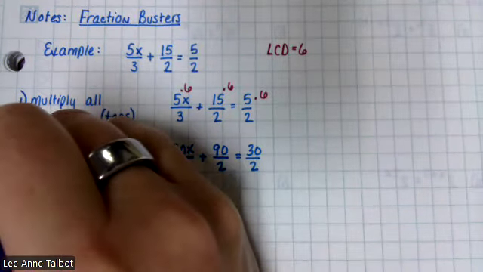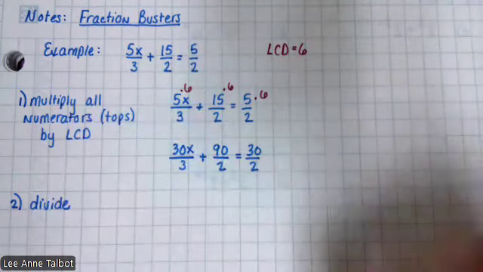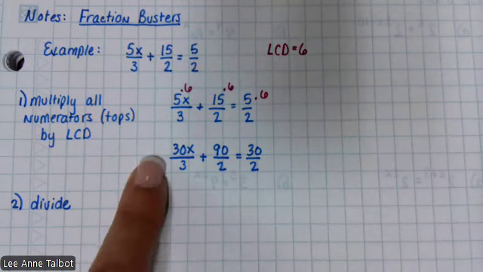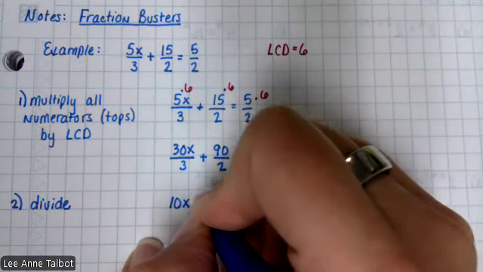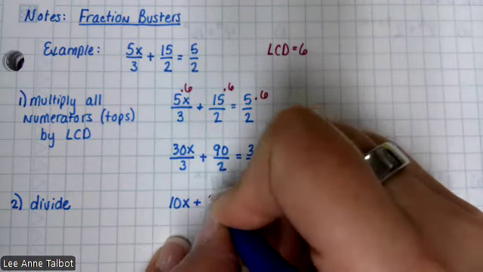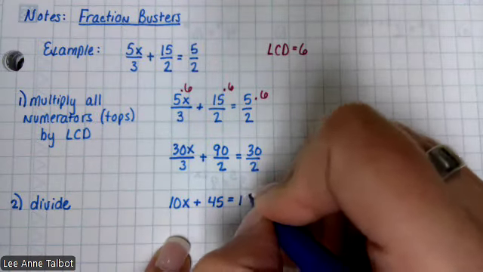Okay. Step 2 is to divide each of the fractions. So 30 divided by 3 is 10. 90 divided by 2 is 45. 30 divided by 2 is 15.